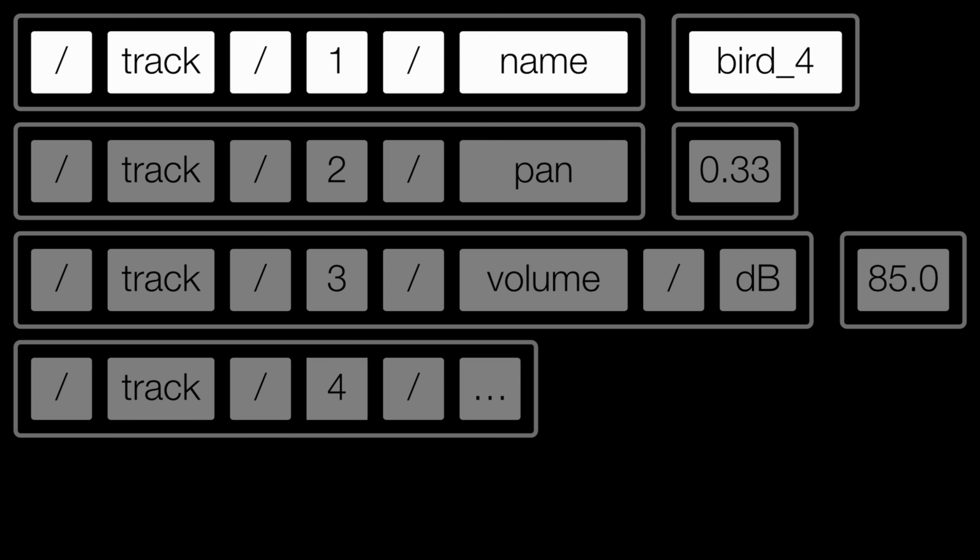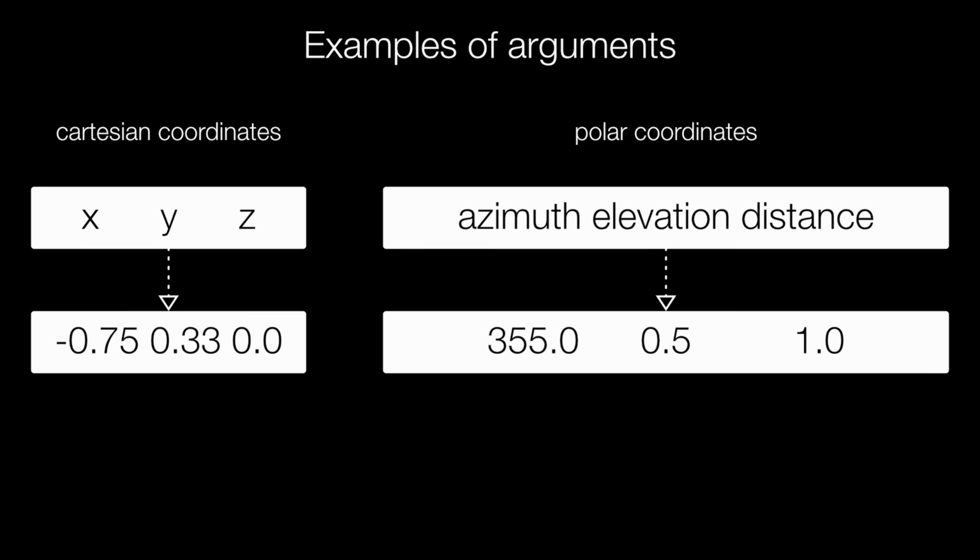Here we can see how we would write that in our OSC format. So track 1 is set to bird_4, track 2 pan is set to 0.33, track 3 volume in decibels is set to 85, and so on. The arguments that follow the address pattern can be one or more integers or floats and strings. For example, to set the x and y and z coordinates of a source point in our encoder simultaneously, we can do that in one single address.